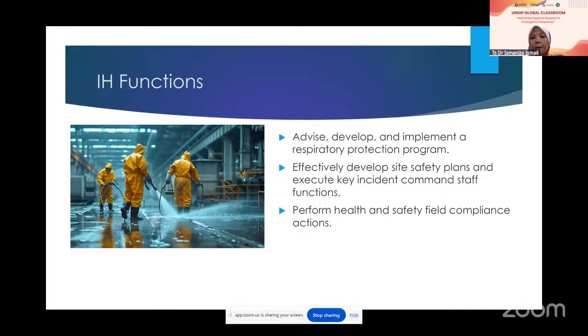Okay. And number 13 is the compliance. Okay. We make sure rules are followed, even during emergencies. Okay. Because emergency is not an excuse to ignore safety.